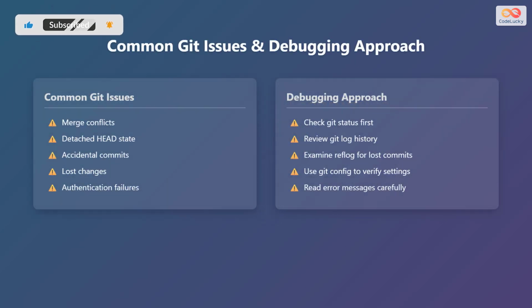Let us examine some common Git issues and debugging approaches. Common Git issues include merge conflicts, detached HEAD state, accidental commits, lost changes, and authentication failures. To debug, first check the git status. Then review the git log history. Examine the reflog for lost commits, use git config to verify settings, and read error messages carefully.